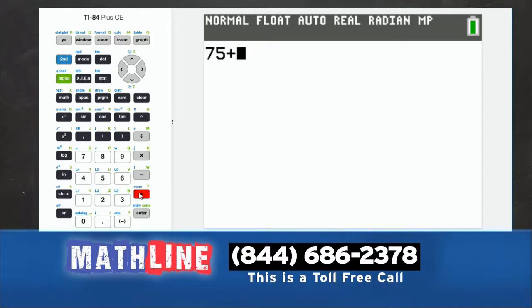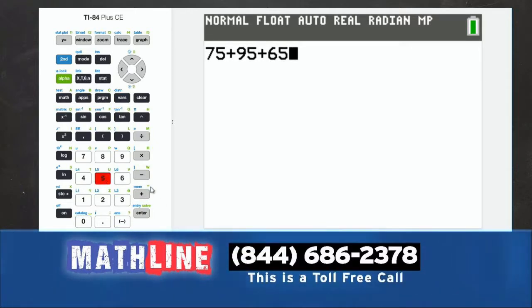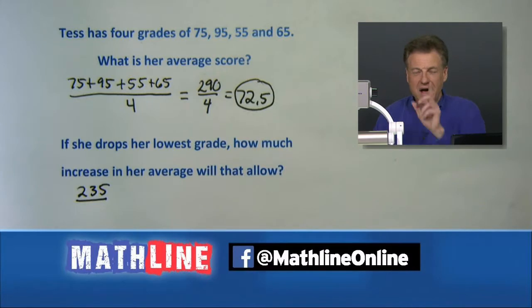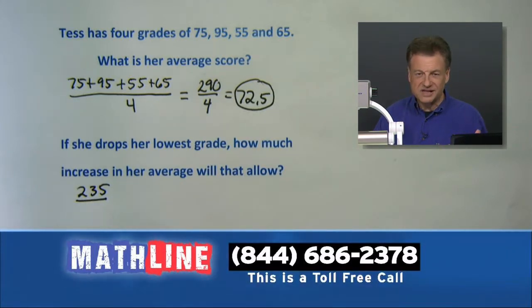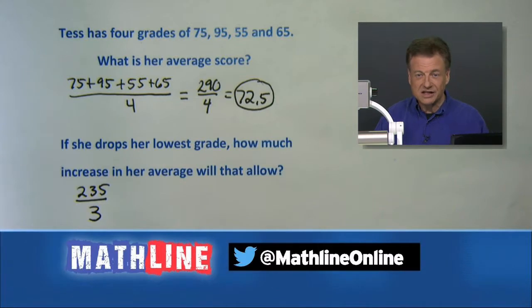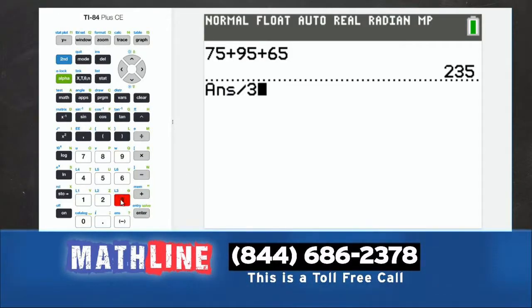So let's see. We take the 75 plus the 95, and we will add, what else? That's 65. Say goodbye to the 55, though. That's not going to be a problem. And this time we do have 235. But how many grades are we using this time? Because you're going like, well, the total's less. It certainly is. But this time we're going to divide by 3 because that's how many grades we got. So back to the calculator one more time, and let's divide by 3 and see where it takes us.